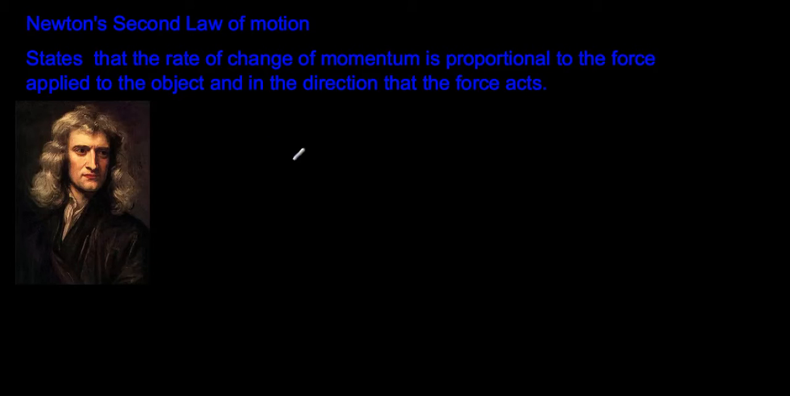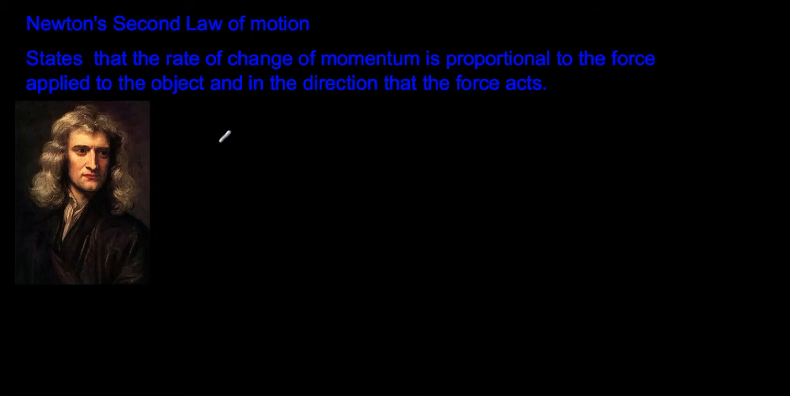This video is about Newton's second law of motion. This law is stated slightly differently than probably what you've seen in the past. We're just going to start off with what Newton probably originally wrote in some of his early publications when he was coming up with these laws. It states that the rate of change of momentum of an object is proportional to the applied force to that object and in the direction that that force acts.